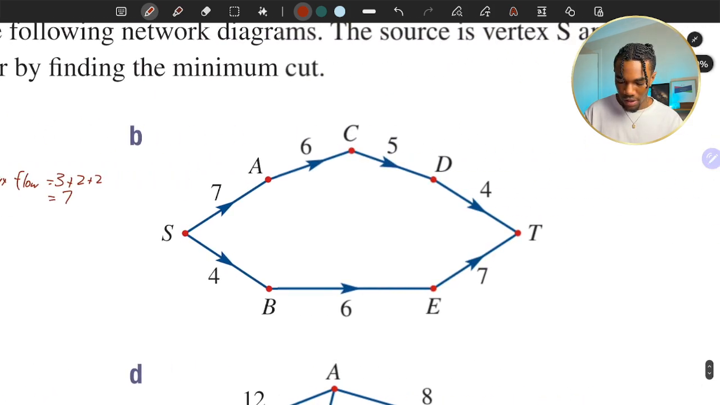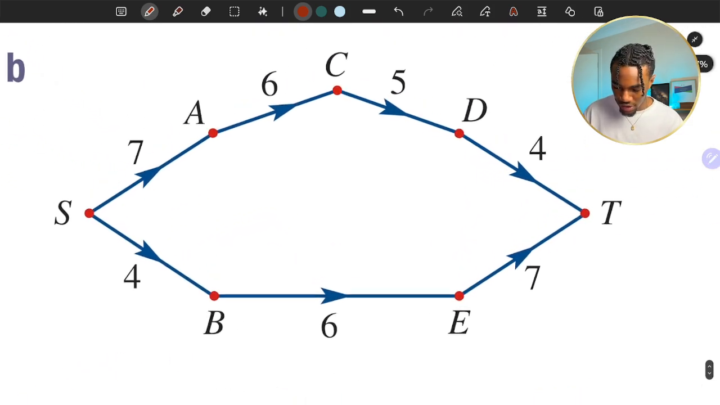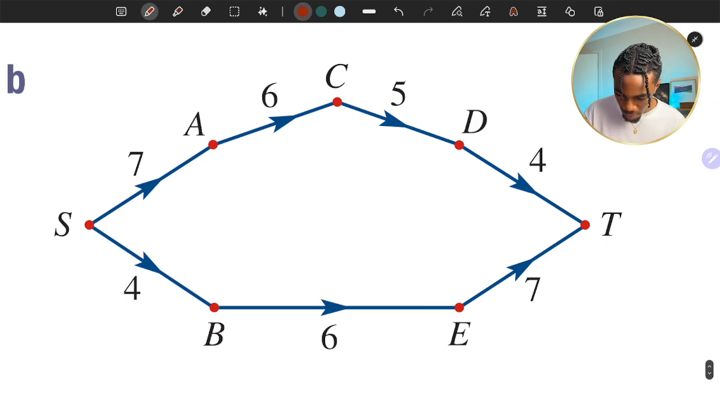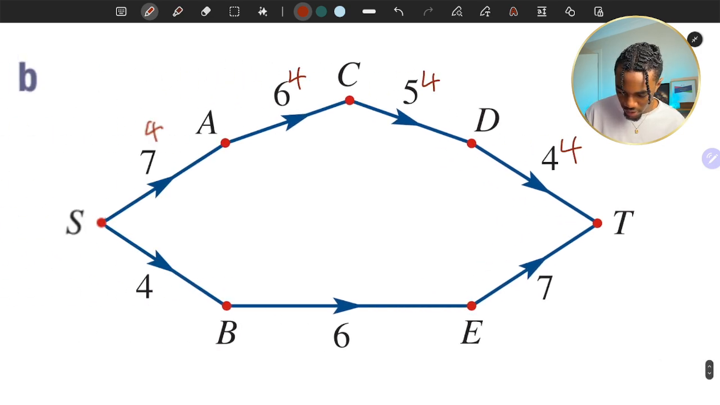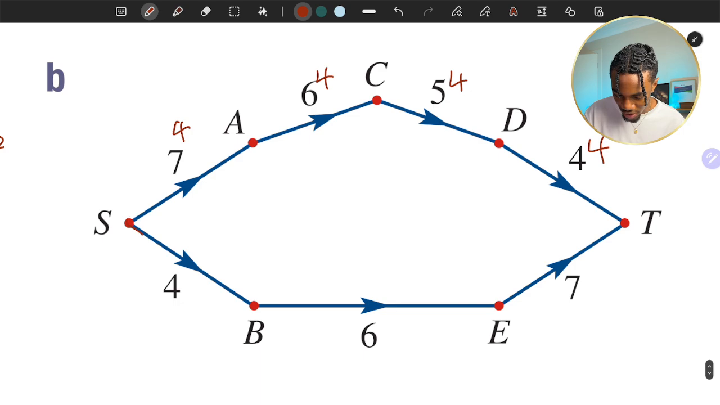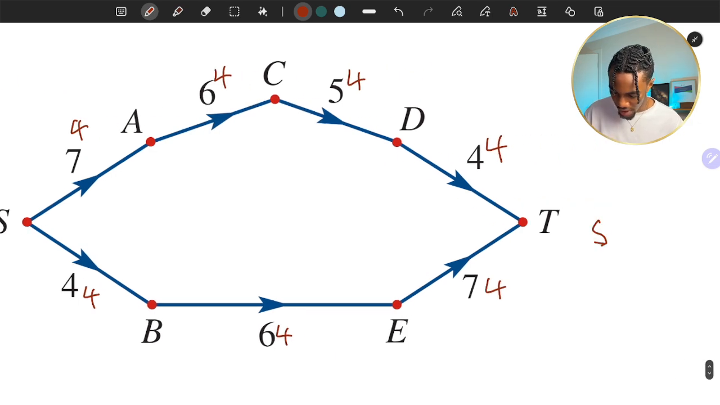We keep going round. Let's go to this one. The max we can fit through here is 4, so 4 ends up here. The max we can fit through here is 4. So our max flow is going to equal 8.